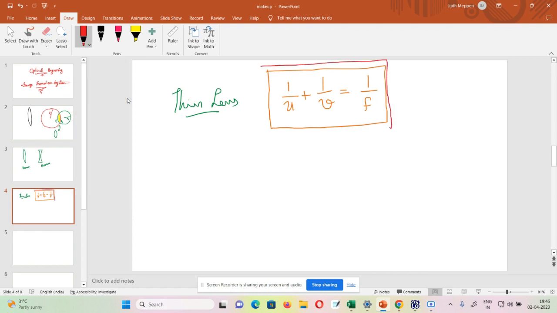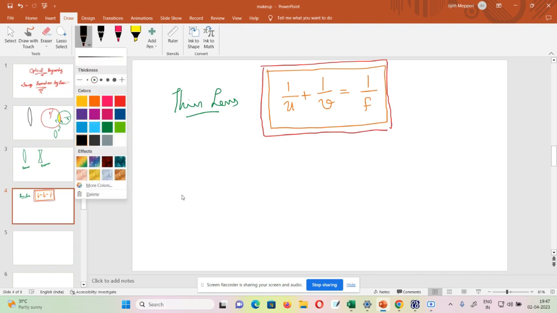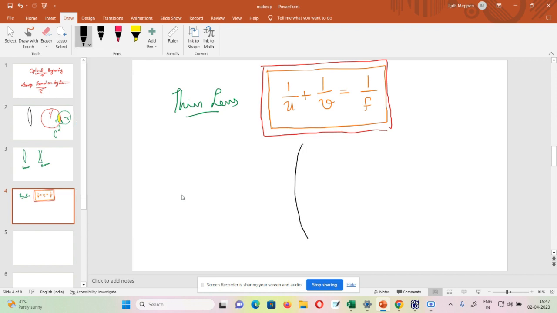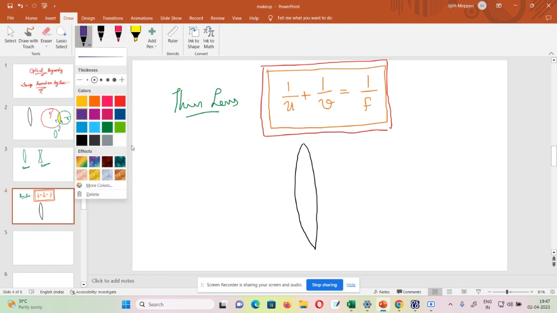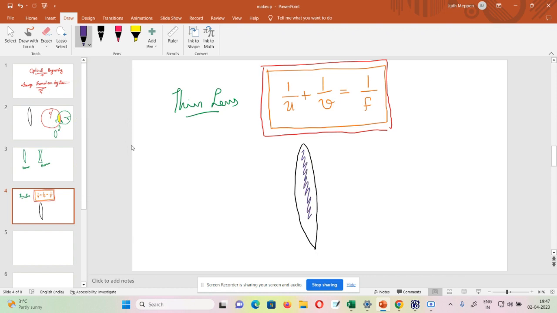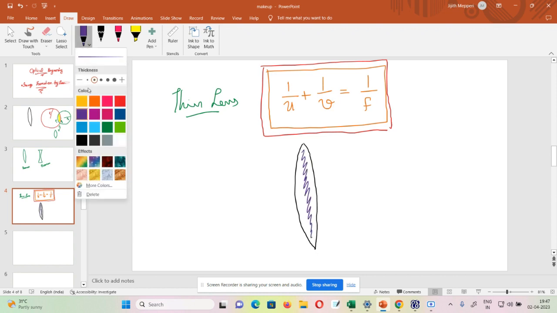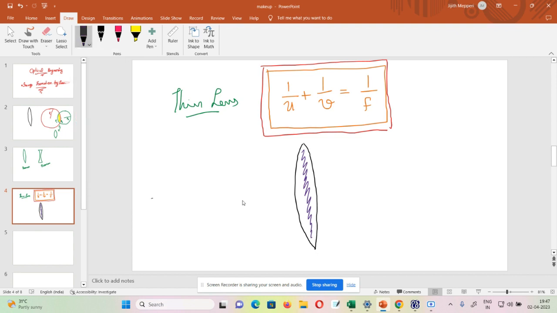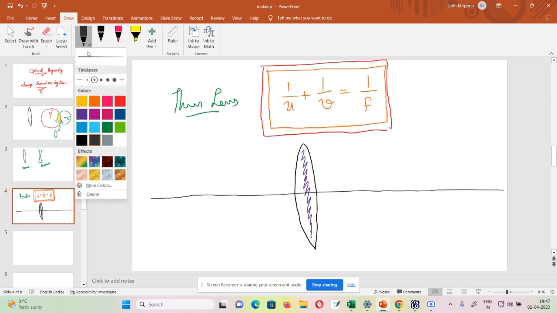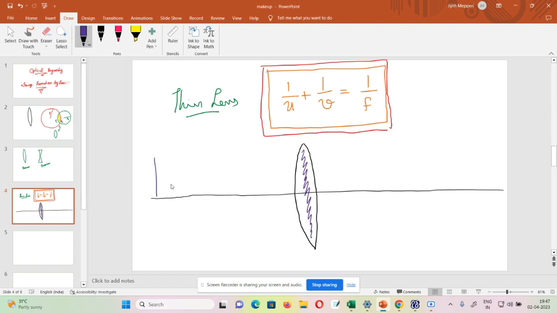What are the different parameters here? Let us see. There are three parameters given: one is u, one is v, and one is f. This is the lens. This is the optic axis. And if we keep an object at some place, let us see, this is my object.